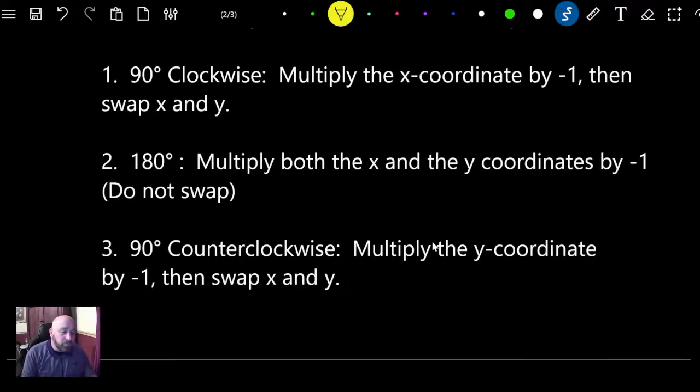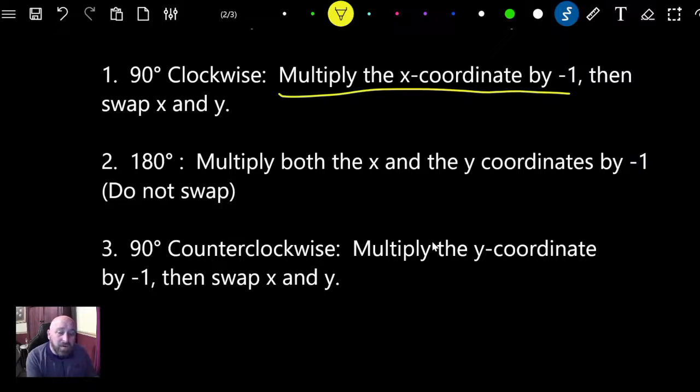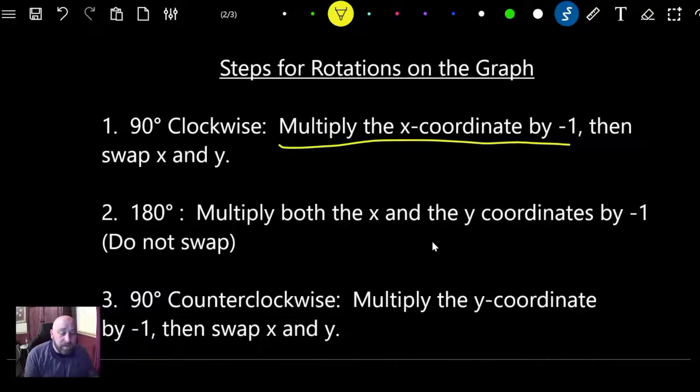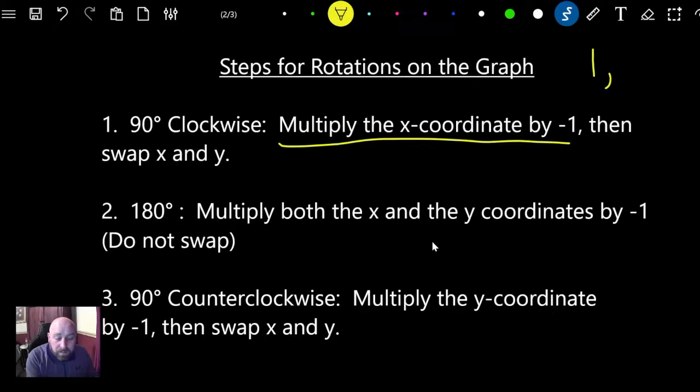Number one, if you have a 90-degree clockwise rotation that the book tells you to make, that your test tells you to make, whatever, how are you going to do that? Well, there are really two steps. Step number one is multiply the x-coordinate by -1, whatever the x-coordinate is. Let's say that your coordinates are 1, 3. What you would do is multiply the x by -1. So what do you get? -1.